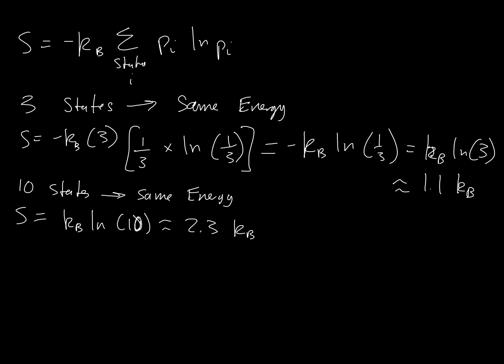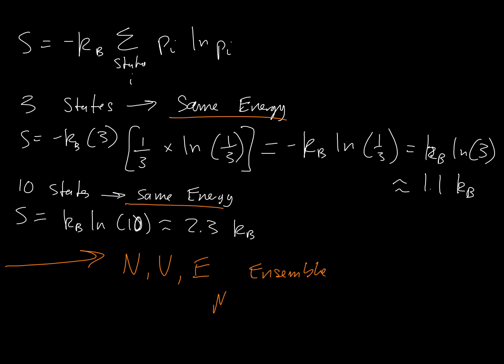Now the assumption that we made in this approach is that we had states at the same energy. This made our math a little bit simpler. So we could say that the probability of being in any individual state was exactly the same. Now taking states that are at the same energy is what we call the NVE ensemble. I also call it the microcanonical ensemble. We call this omega NVE.